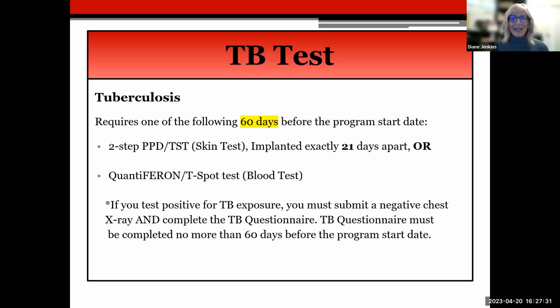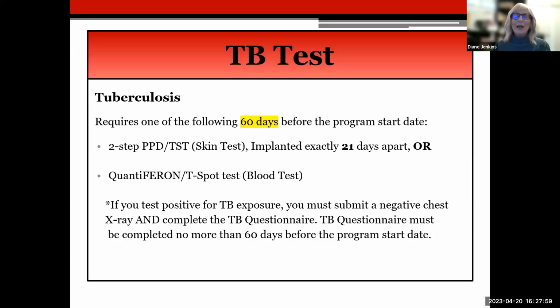The second option is just to have a blood test. I'm all about these blood tests because I'm always trying to save time, but there is another test for TB. It's called the QuantiFERON or the T-SPOT blood test. There again, they'll draw your blood, and this time we want a negative reading. If you're negative, you will submit that in with your application.